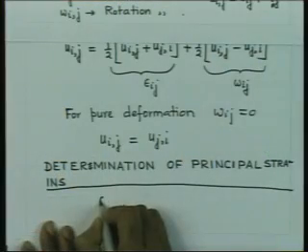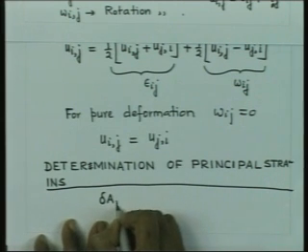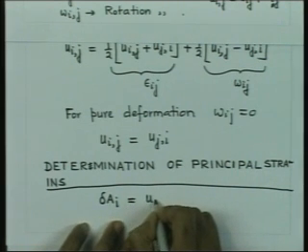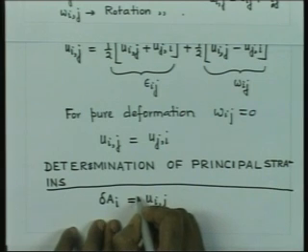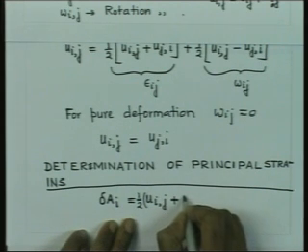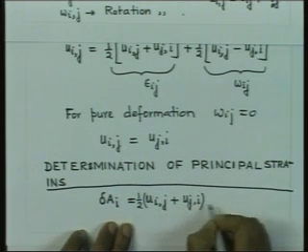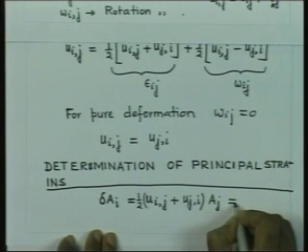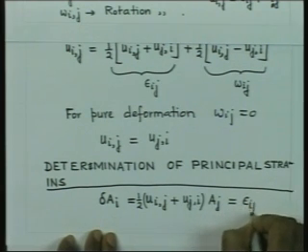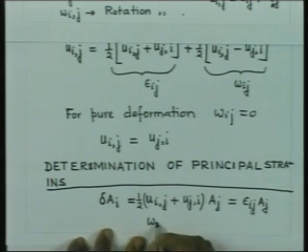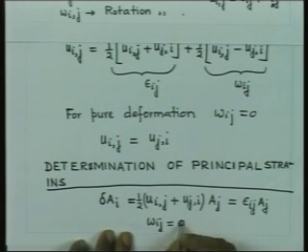Now, for pure deformation, we have delta Ai is equal to Uij, half of (Uij plus Uji), into Aj, or we can write this as epsilon ij into Aj, since wij is equal to 0.